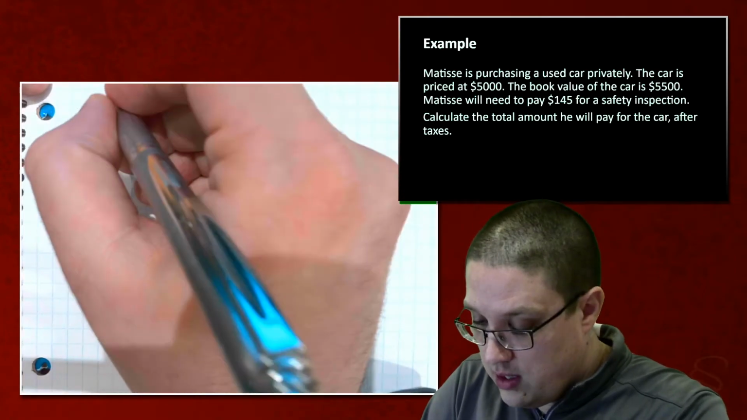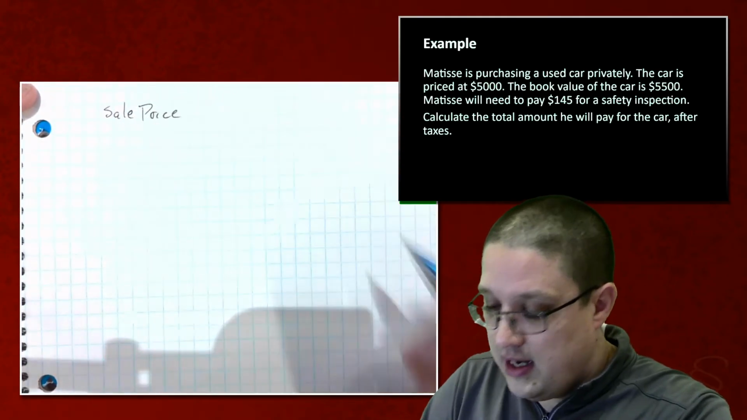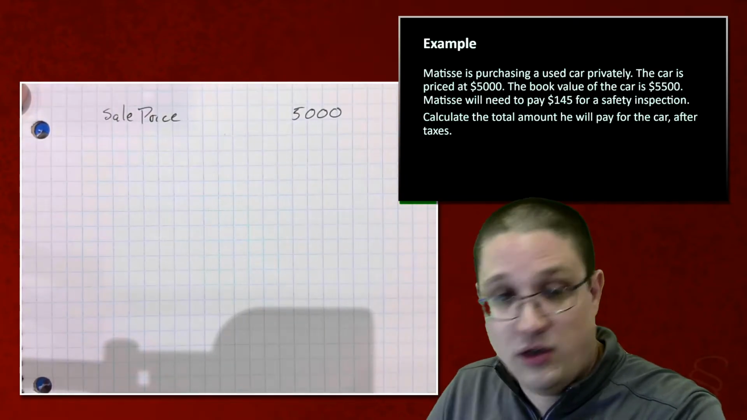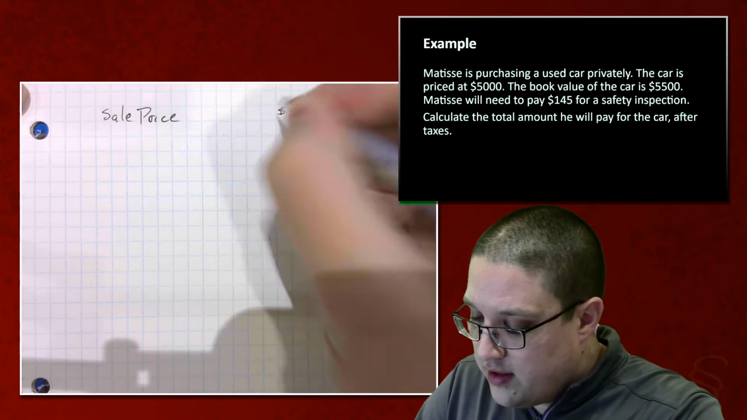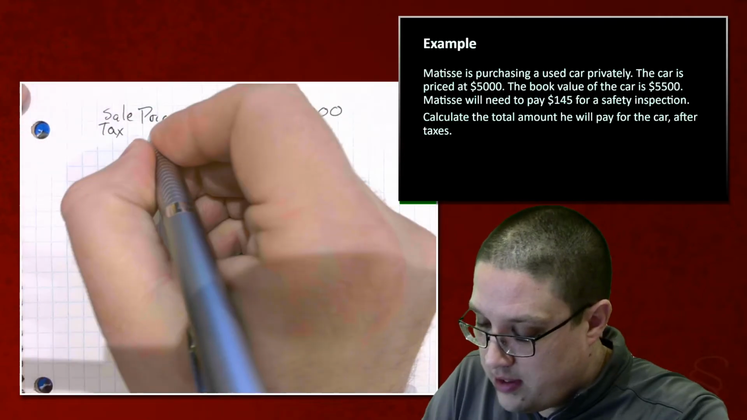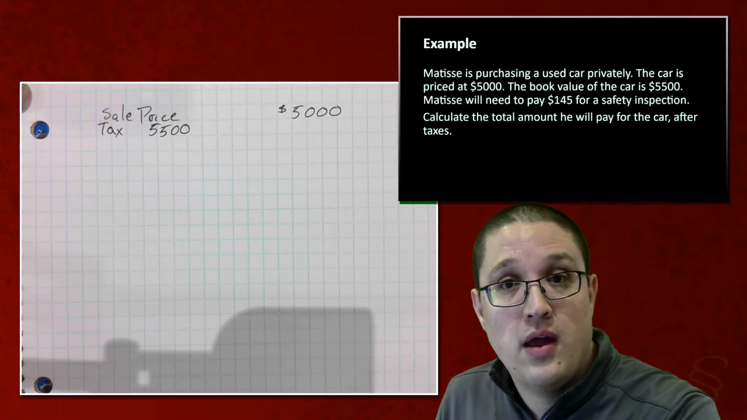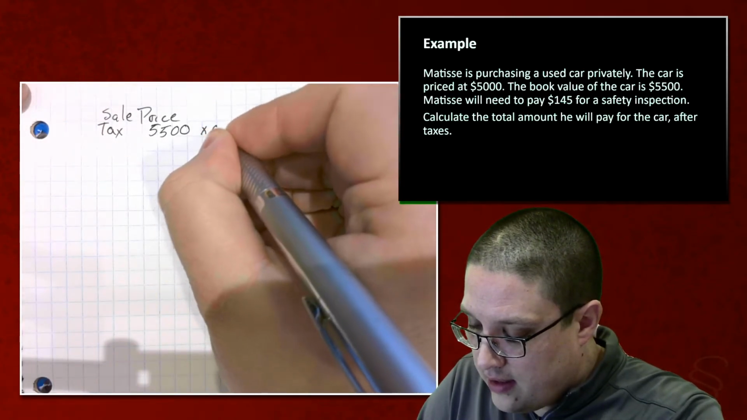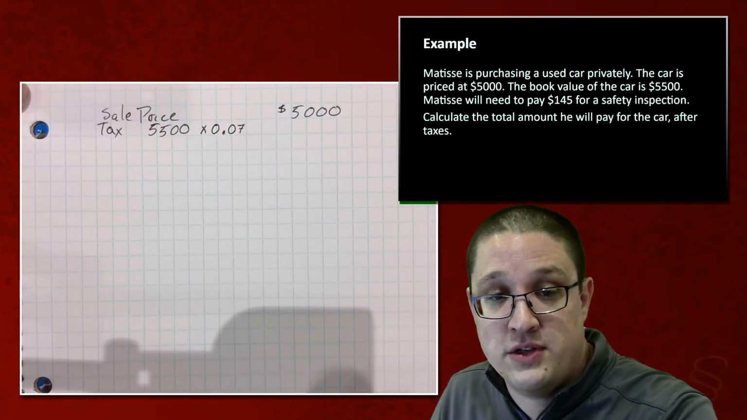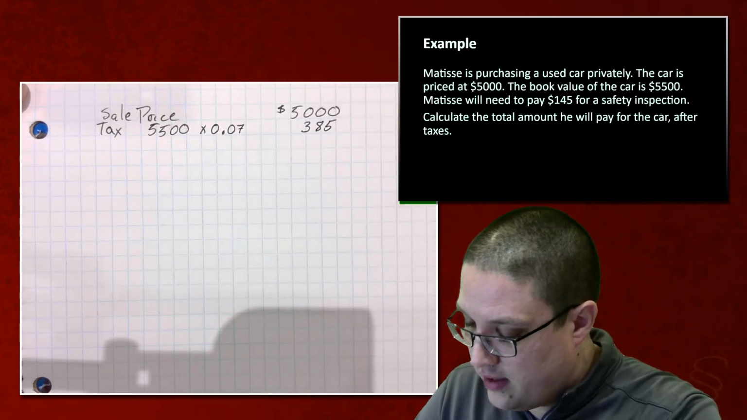So here's what we know. Sale price: he needs to pay the $5,000 for that. The tax is on the greater of the book value or the sale price. So we're going to take the book value because it is greater, and we're going to find the tax on that. We only want the tax, so we're going to multiply that by 0.07, which works out to $385.